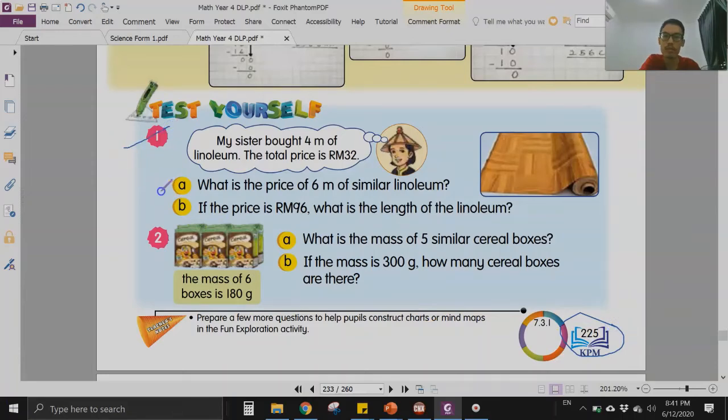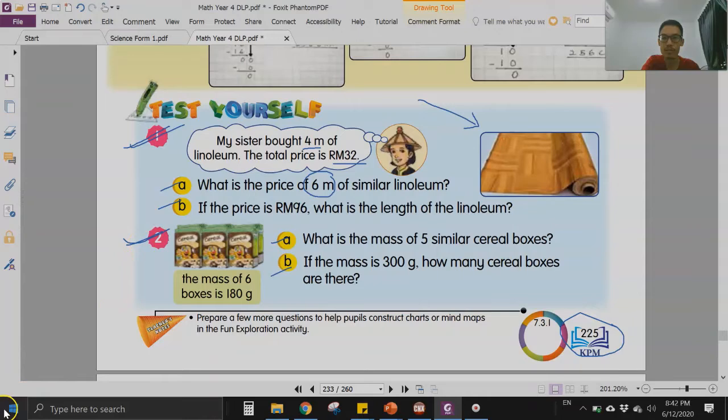So your first homework will be on page 225. Please do question 1, A, B, question 2, A, B. Alright. So my sister bought 4 meters of linoleum. This is linoleum, a type of floor covering. Total price is 32 ringgit. So find out the price for 1 meter first. Then you just times 6. Okay. So that is your homework. The first homework for this video.